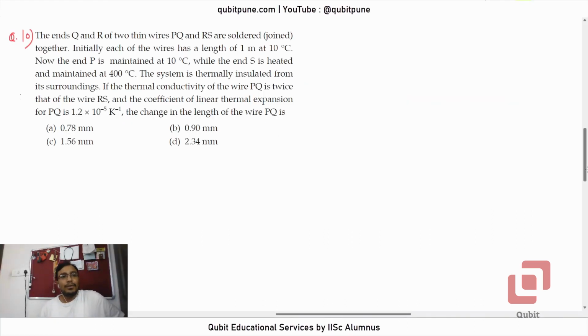The ends Q and R of two thin wires PQ and RS are soldered or joined together. Initially, each of the wires has a length of 1 meter at 10 degrees Celsius. Now the end P is maintained at 10 degrees Celsius while the end S is heated and maintained at 400 degrees Celsius. The system is thermally insulated from its surroundings.